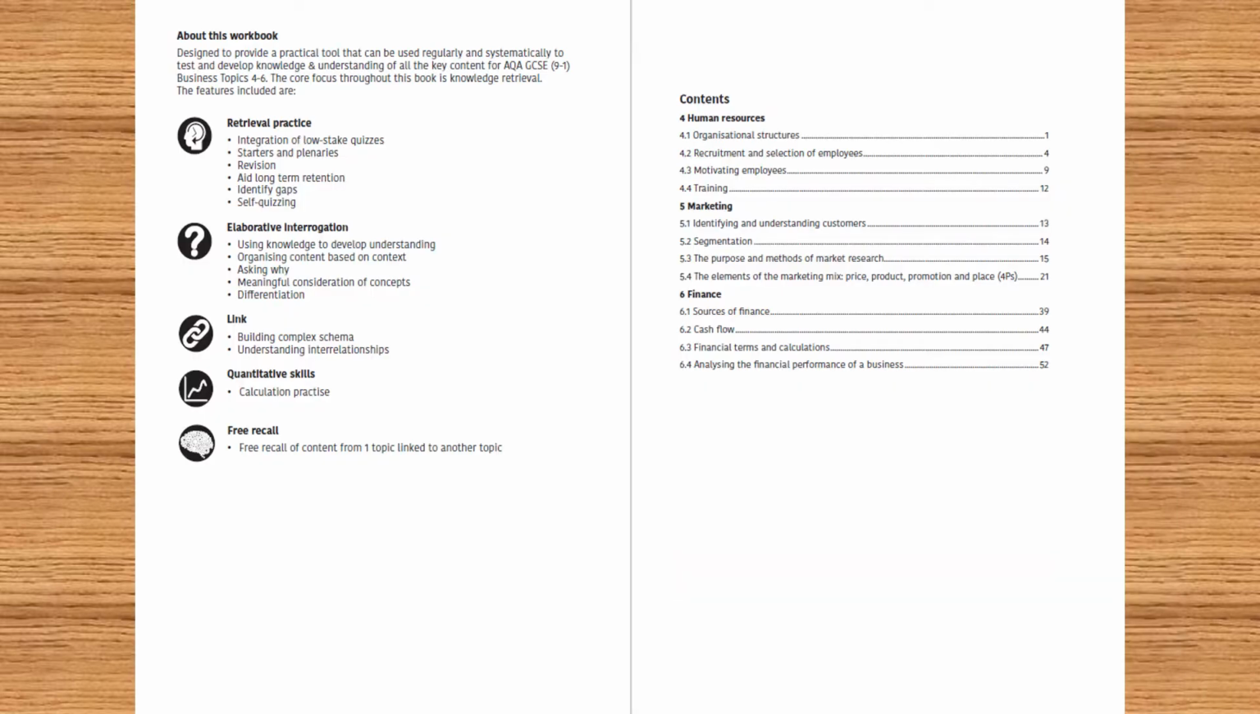With a clear focus on retrieval practice, this workbook will help students to organise their knowledge to ensure that they have the foundation necessary. Features include retrieval practice, elaborative interrogation, links and quantitative skills. It clearly follows the specification.